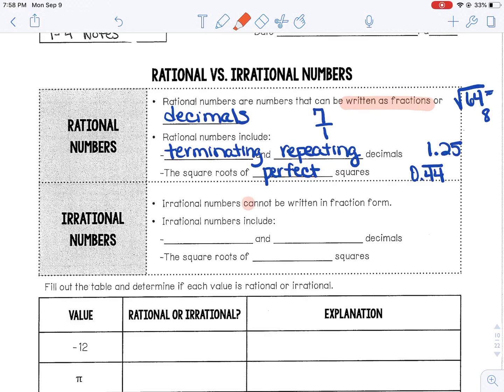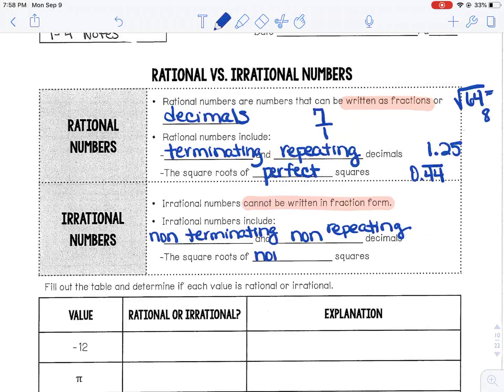Irrational numbers cannot be written in fraction form. Irrational numbers include non-terminating decimals and non-repeating decimals. So there's no pattern that's being repeated. It also includes the square root of non-perfect squares.